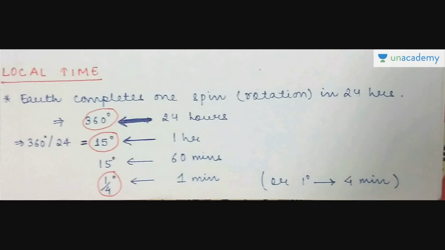Before we start, what is local time? Now see here. Earth completes one spin or rotation in 24 hours. We know this. Earth spins on its axis in 24 hours, one day. So that means the circumference is 360 degree, and this 360 degree is covered in 24 hours. This is what it means.